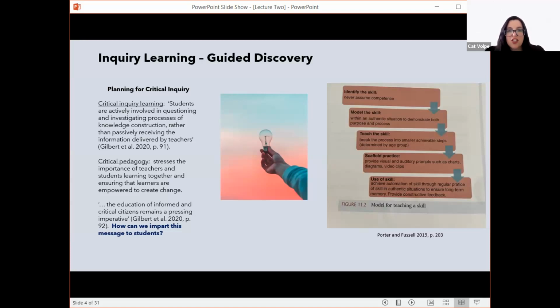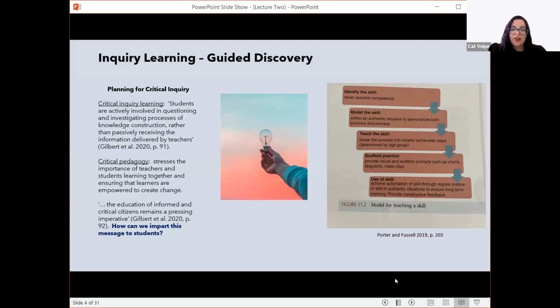Transmission teaching is not something that we usually engage in, but it is necessary at times. There will be a lot of times where you need to model different skills to students, and sometimes there's basic information that students need to know before they're able to proceed into inquiry learning. So transmission teaching isn't really just a no-no, I suppose. Sometimes it is necessary.